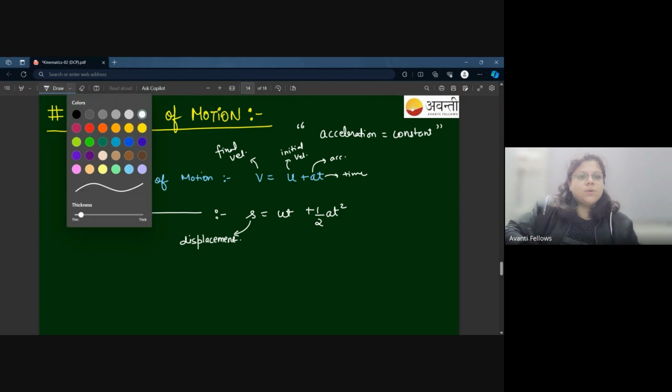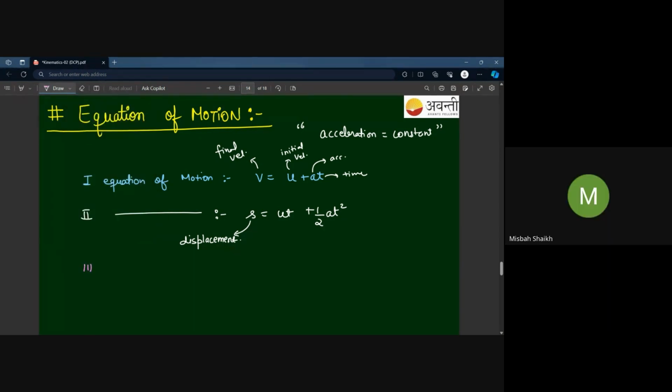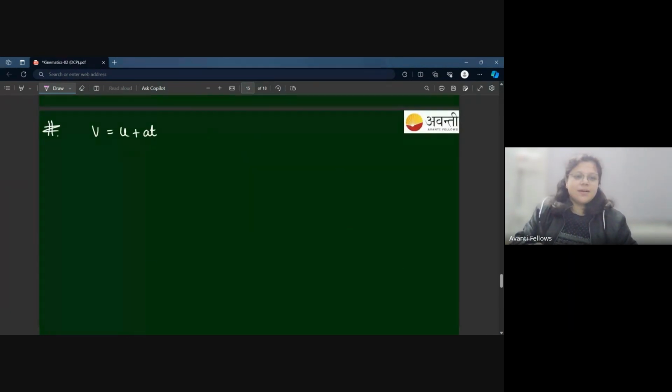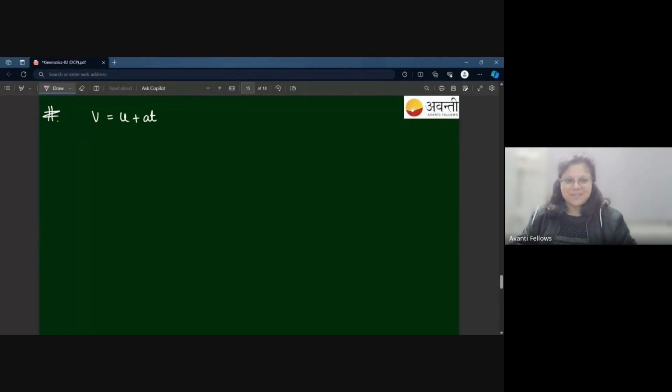Let's go with the third: v square is equal to u square plus 2as. Very nice. So these are the equations of motion. There could be a lot of ways to derive them. You can do it analytically, you can do it graphically, you can do it by differentiation and integration. I'm going to give you the derivation with the simplest one, and that is graphical. You need to do it by differentiation and integration as well. I'm going to do the easiest one.